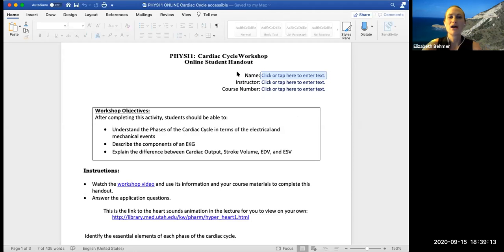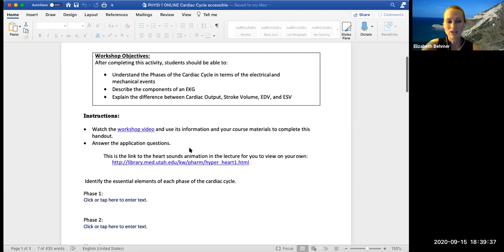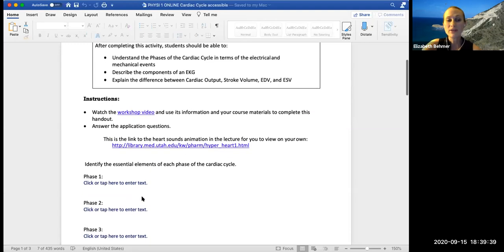So this is an example of the handout for the cardiac cycle. You'll fill out your name, my name, Elizabeth Bamer, the course number, Physio 1, and then it gives you the instructions again. You can watch the workshop video, a link to it there. You'll probably recognize the voice in those workshop videos. I made those this summer. Then you'll take a link to a heart sound animation. So again, it's just supplemental material. Then you'll fill out the handout.